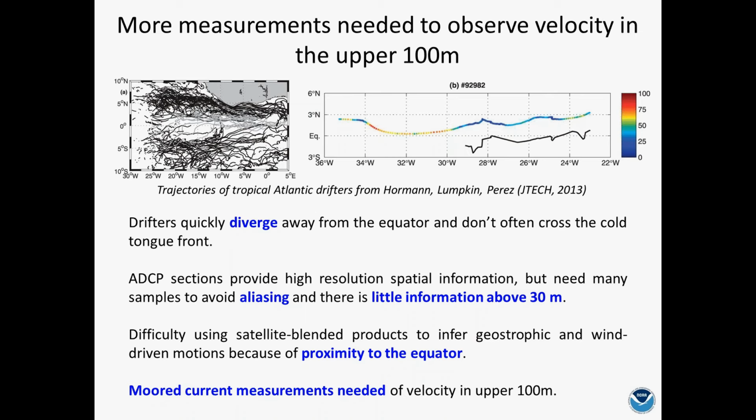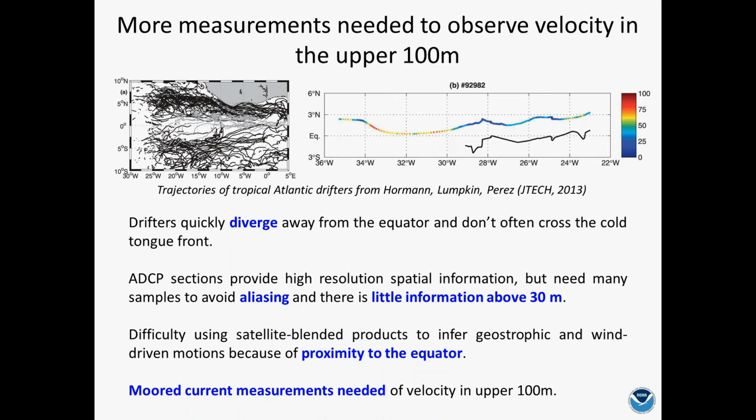Additionally, if you deploy them north of the equatorial Atlantic cold tongue front, the right panel is showing you, the black curve is showing you the cold tongue front. We deployed a drifter just to the north of that. It follows the front and it's not crossing the front. So drifters are a tremendous tool, but in this region, we don't have enough observations.